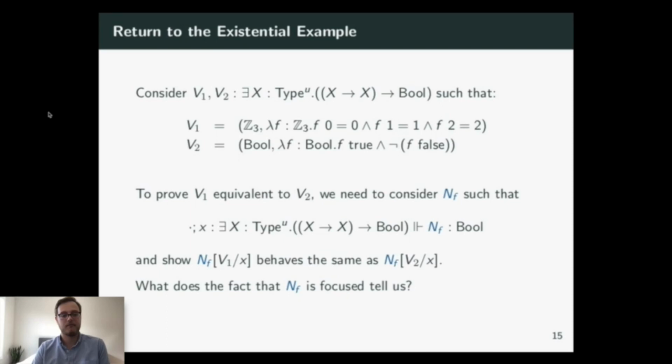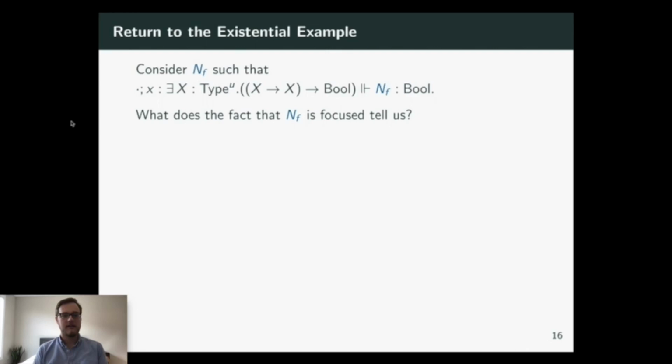So what does the fact that NF is focused tell us? Well, the hole in NF, X, has existential type, and we know that existential types can be pattern matched on. So focusing says, let's do that right away. Now once we unpack the existential, we get this function Y, and the rest of the body of the pattern matching statement gets to call Y potentially. So there's really only two things that we can do here. Either we call Y or we don't. And if we don't, then we can only return a constant Boolean value.